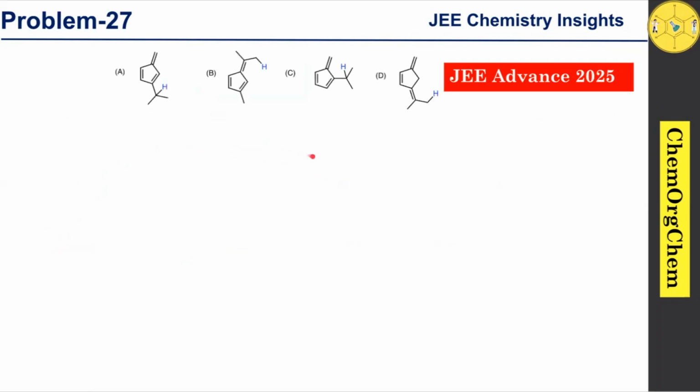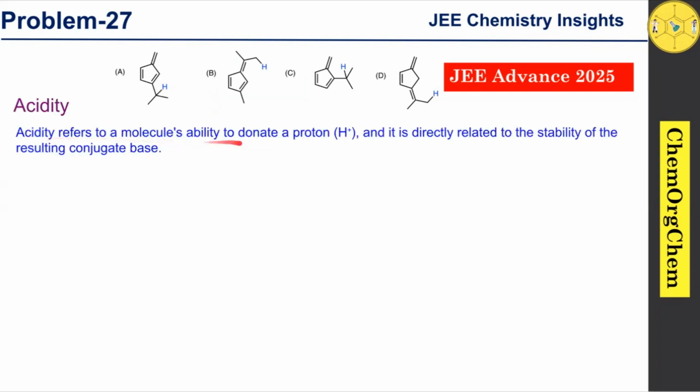Before moving to our solution, let's talk about what acidity means. Acidity refers to a molecule's ability to donate a proton, and it's directly related to the stability of the resulting conjugate base. For example, consider this compound A. Imagine that when compound A donates this particular hydrogen atom, the corresponding conjugate base is generated. So the acidity depends on the stability of that generated conjugate base.